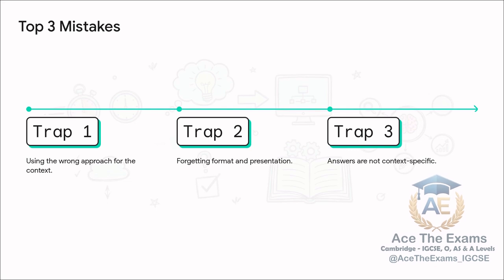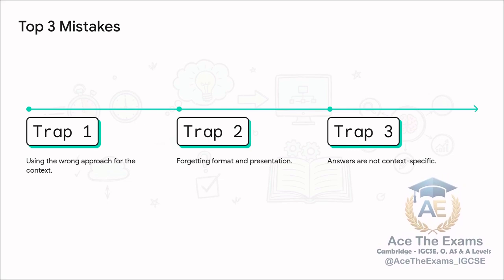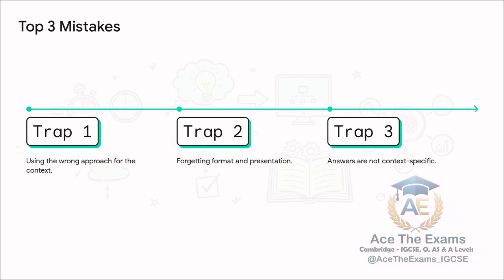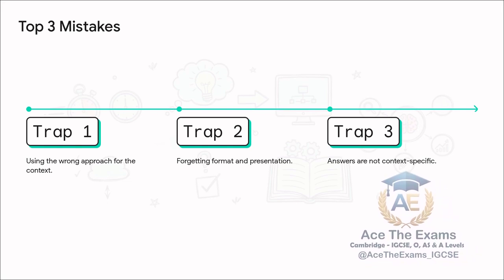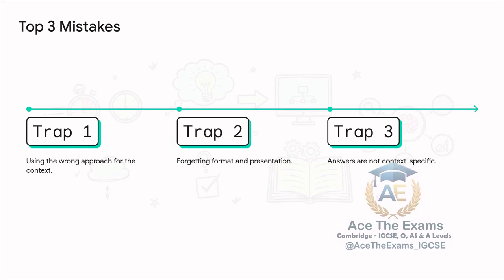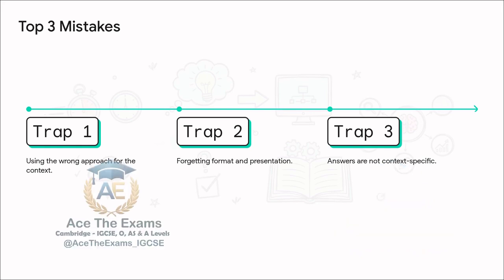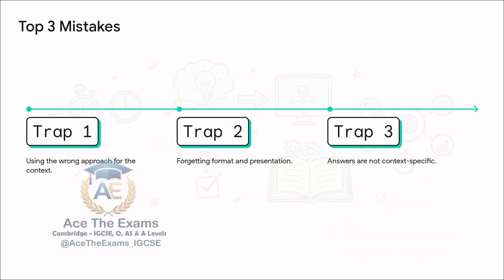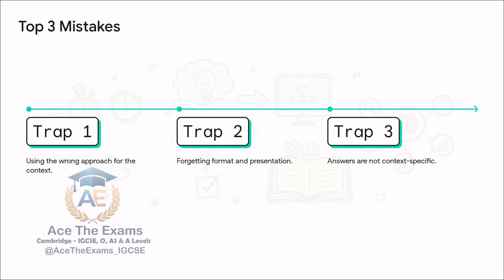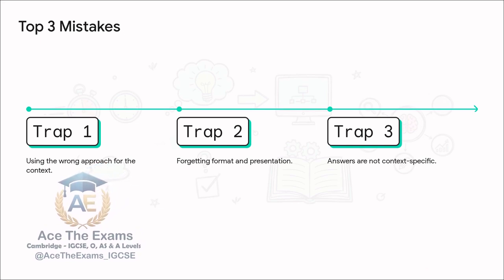Trap number 3, not specific to context. This is when you just regurgitate a memorized textbook definition of deleting files, like simply removing the file pointer from the directory, but you completely fail to specify how that impacts the specific company's data privacy compliance mentioned in the prompt. Let's do another quick challenge right now. Find the flaw. If an exam answer says, "Formatting is used to delete all viruses from the computer," what is the flaw? Think about it.